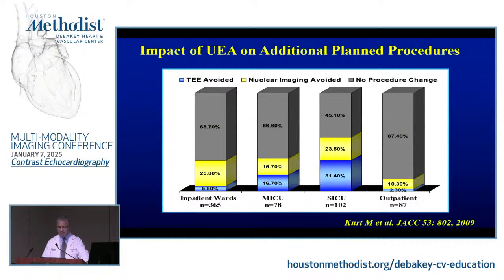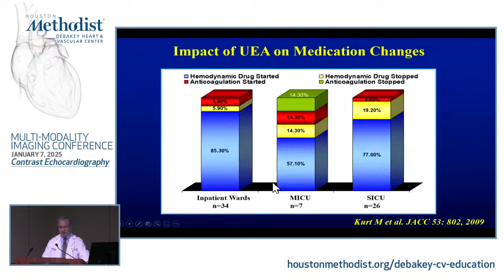What's the impact from a management point of view? Planned procedures, TE avoided, nuclear imaging avoided, and all these for ventricular function. The highest impact, obviously, is in the SICU and the MICU. What is the impact on medical management, medication changes? Remember, medication changes impact when technically difficult: is the ventricle good or bad? So inotropes versus no inotropes. And anticoagulation: is there a thrombus? Yes or no?